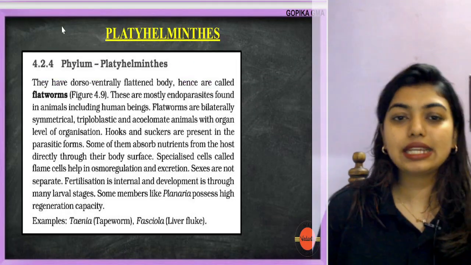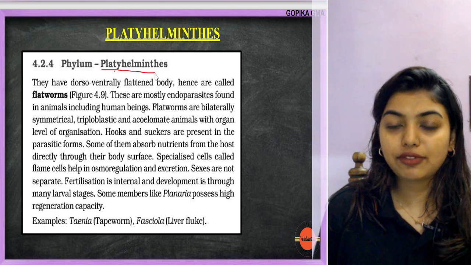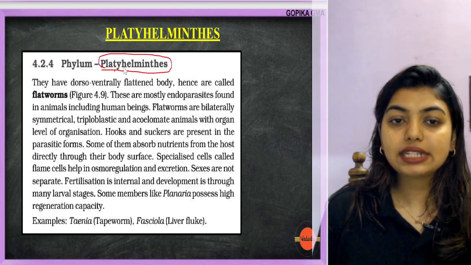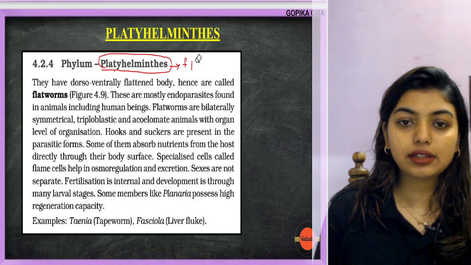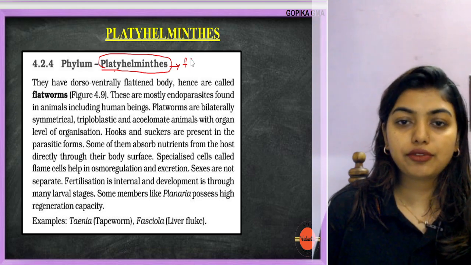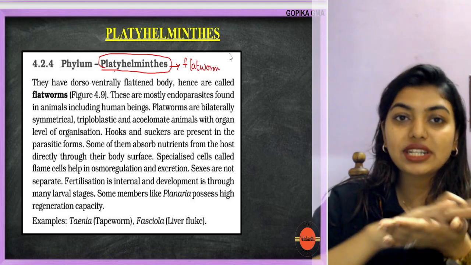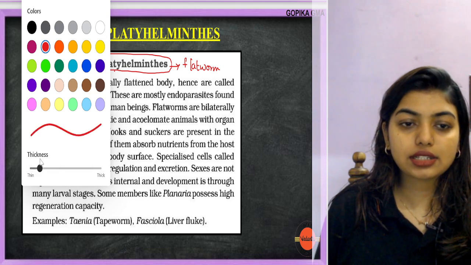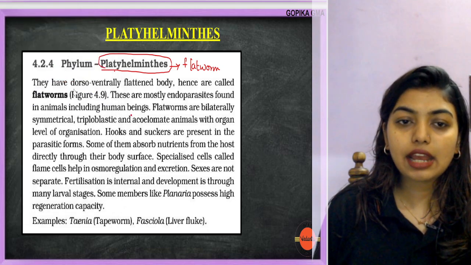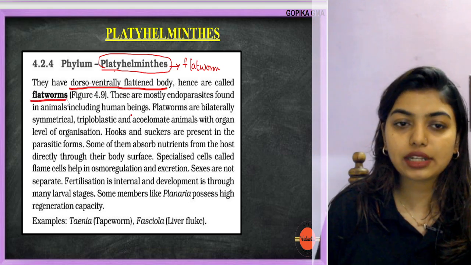Students, platyhelminthes means what? Flat worms. So platyhelminthes are flat worms, and flat worms means what? They are dorsoventrally flattened. So let's see which characteristics they are mentioning here. They have a dorsoventrally flattened body, hence are called flat worms.